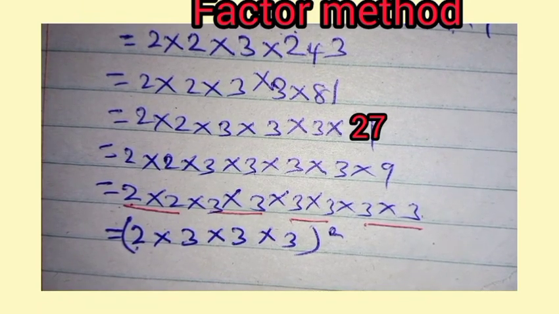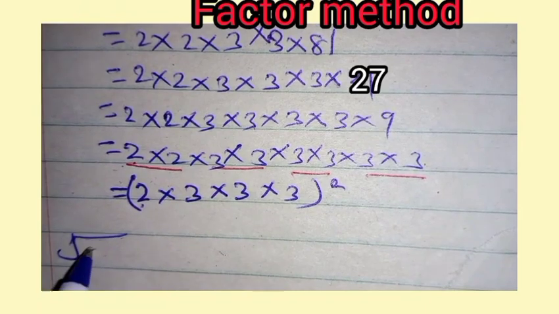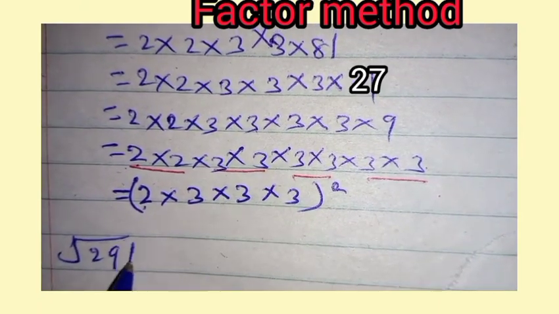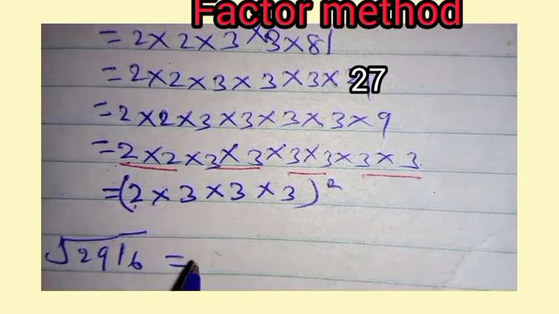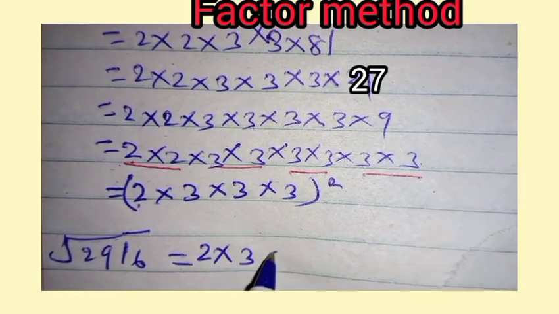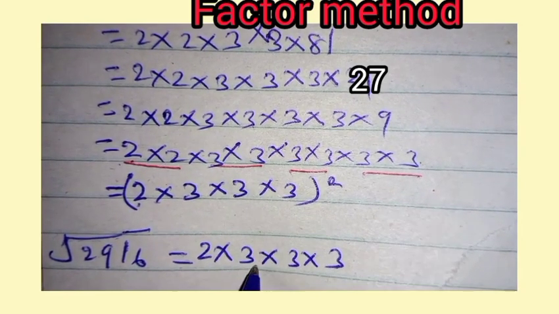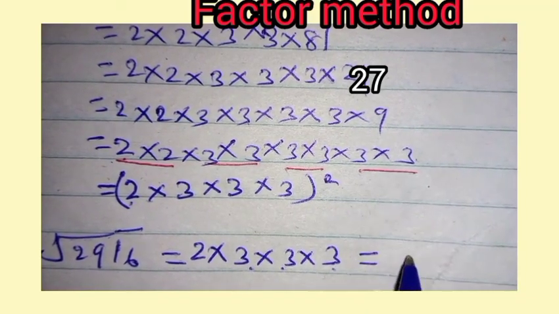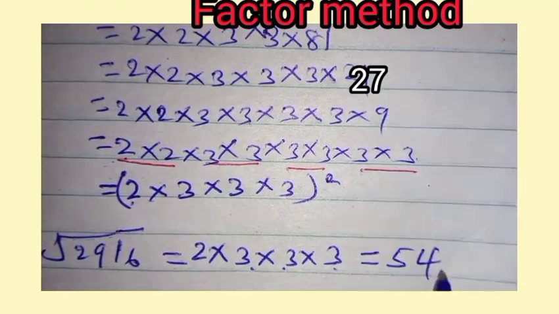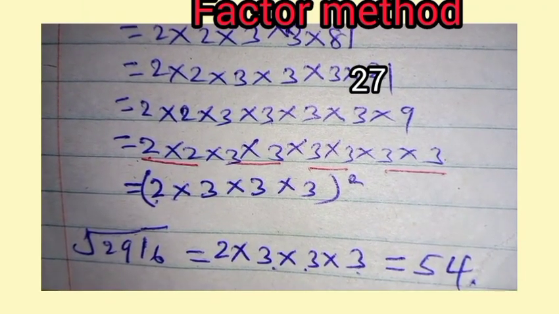So meaning that the square root of 2,916 is equal to these picks here. So you have 2 times 3 times 3 times 3. Of course, 2 times 3 is 6, 6 times 3 is 18, and 18 times 3 will give you 54. So that is how you obtain the square root of a number by pairing.